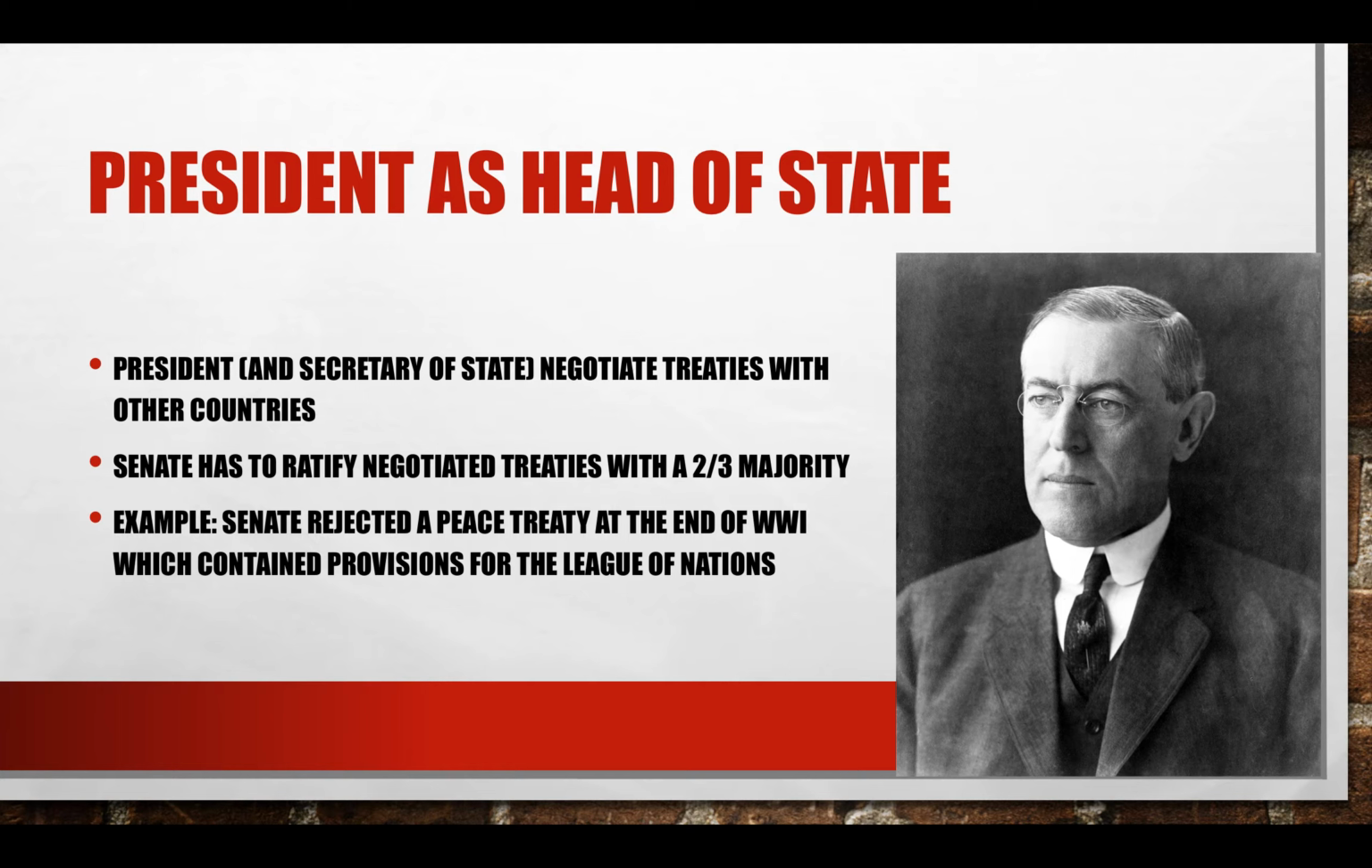For example, the Senate rejected a peace treaty at the end of World War I, which contained provisions for the League of Nations, which was the predecessor to the United Nations. President Wilson strongly supported U.S. involvement in the League of Nations, but could not get Congress to agree.